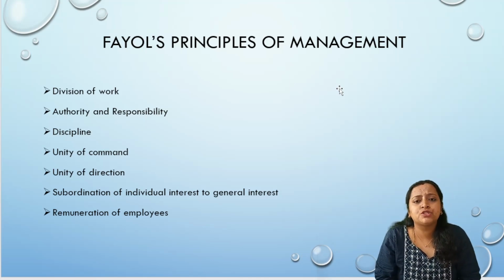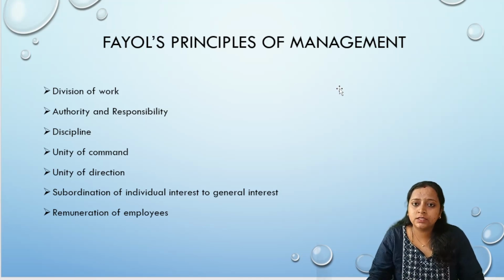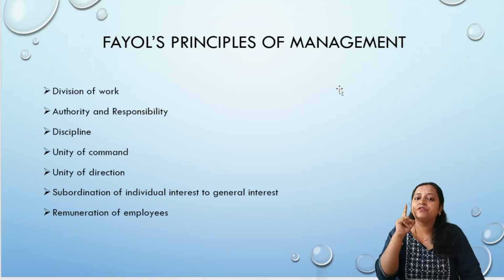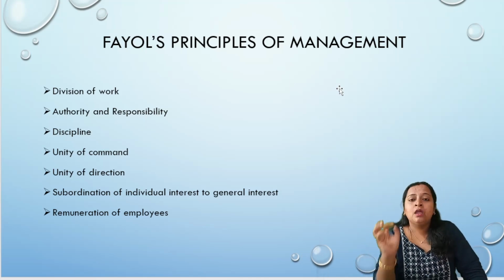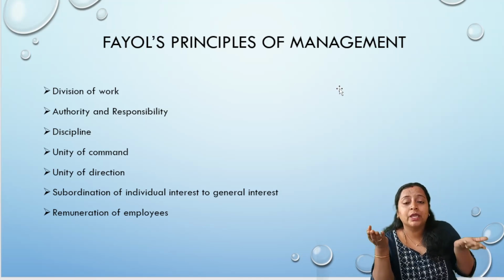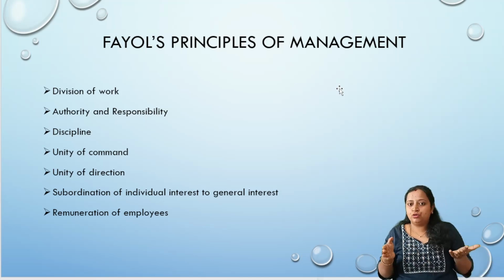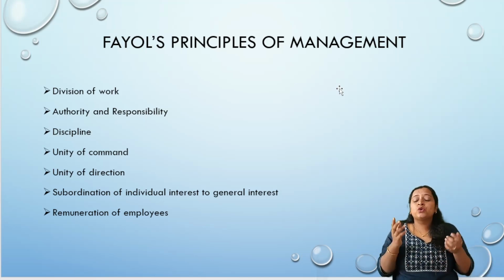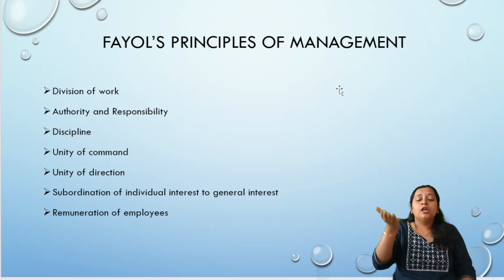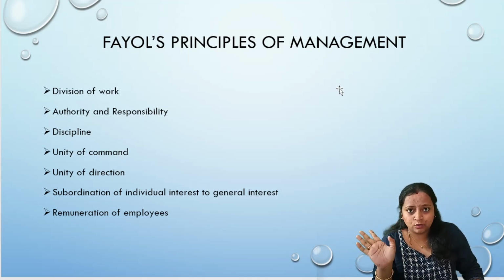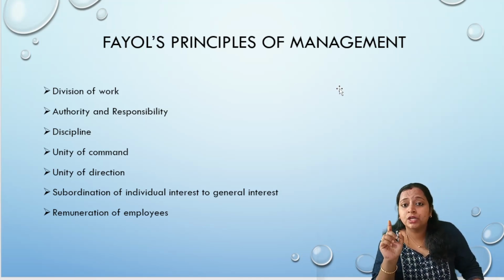Subordination of individual interest to general interest. General interest is nothing but your entire organization's objective. Individual interest is nothing but an individual employee's objective. Now the question is, whose interest should take priority? Should you concentrate on your individual goal, or on your organization's goal? According to Fayol, the general interest should always take priority. You should always concentrate on your organizational goal. Individual goals should not disturb the organizational goals. Subordination of individual interest to general interest should be there.